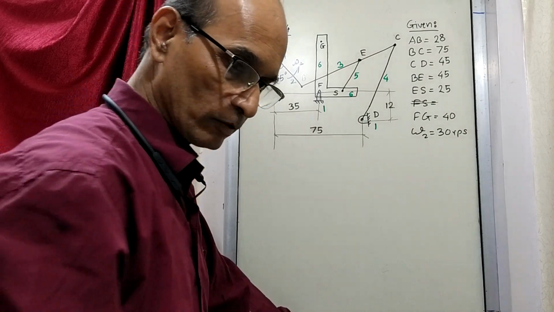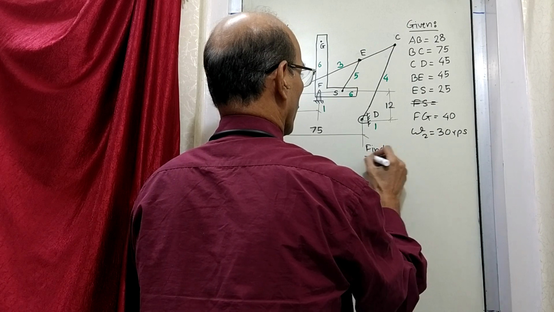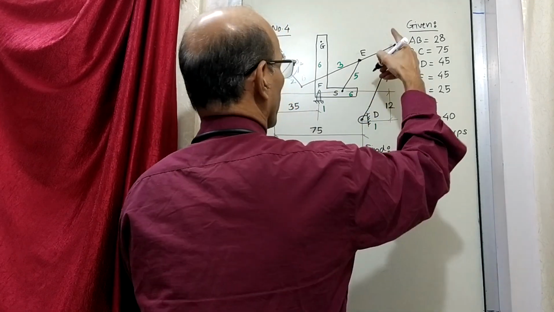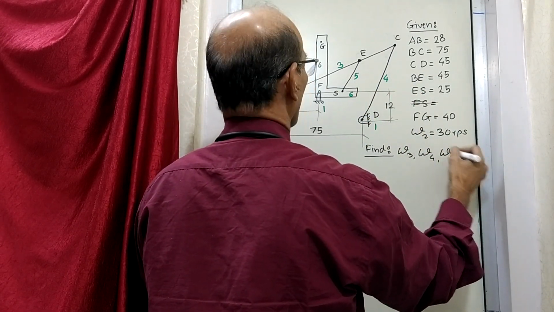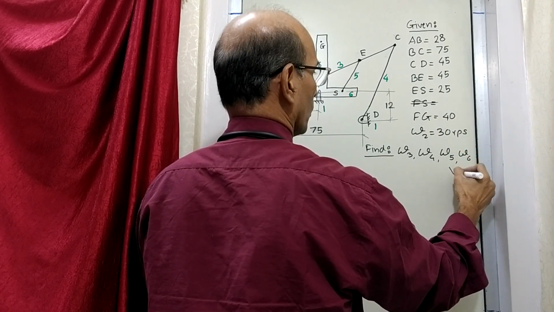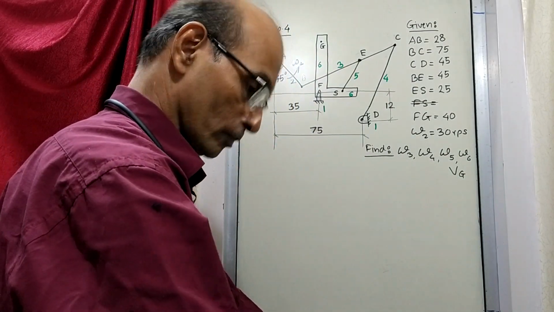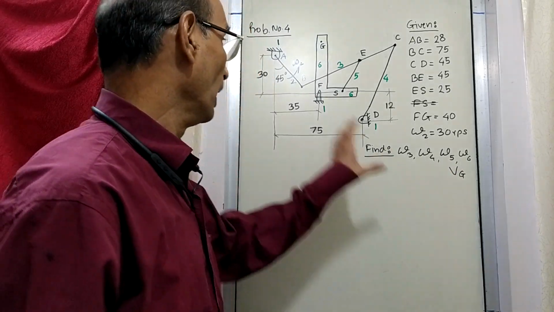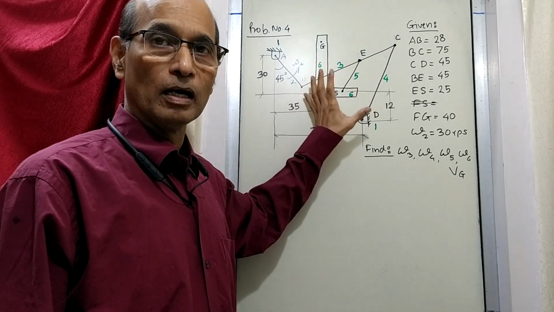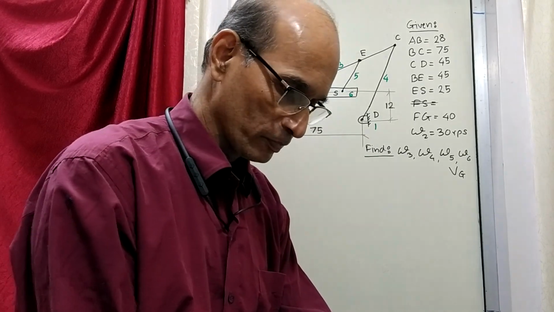Okay, so this is the data, and then we are asked to find omega 3, omega 4, omega 5. So we are asked to find out these many things, and this is the mechanism that is given. So with this much data, it is possible for you to draw the linkage diagram. So up to this you can easily draw. Now let's see how do we move further.